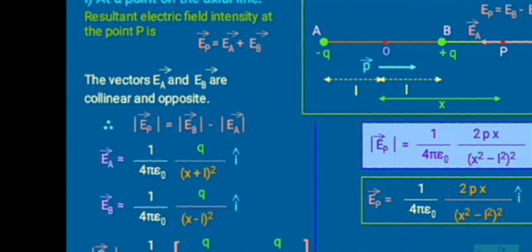First, let us take LCM and multiply. Use the standard mathematical identity a plus b bracket square and a minus b bracket square, and calculate the magnitude of EP is equal to 1 upon 4 pi epsilon 0 2 into q into twice L into x upon x square minus L square bracket square.